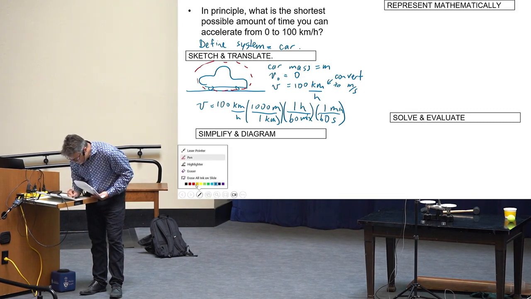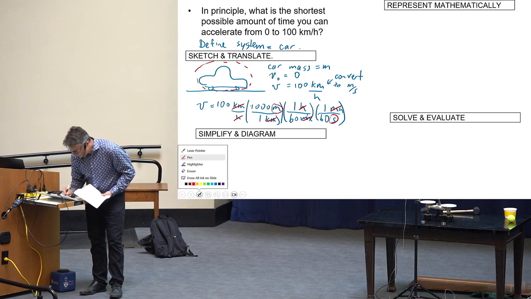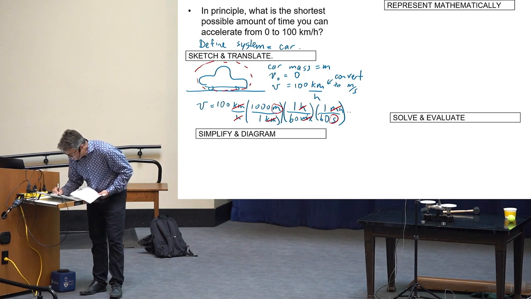So the way that works is the kilometer cancels kilometer, hour cancels hour, minute cancels minute, and the only thing that's left is meters and seconds. So I just take that 100, times it by 1,000, then I divide it by 60, and then I divide it by 60, and I get 27.8 meters per second.